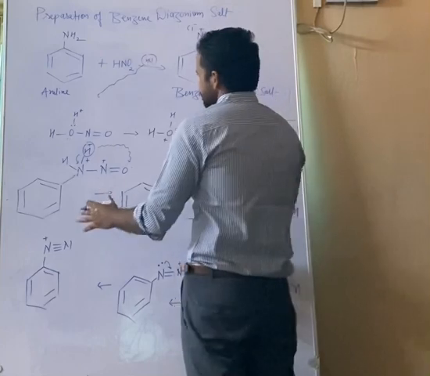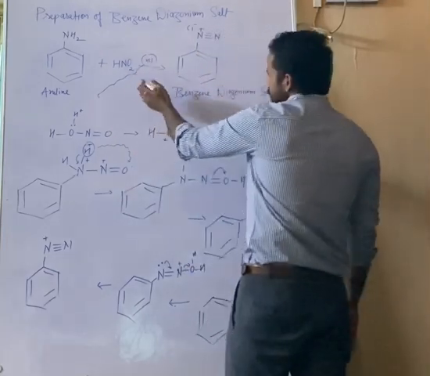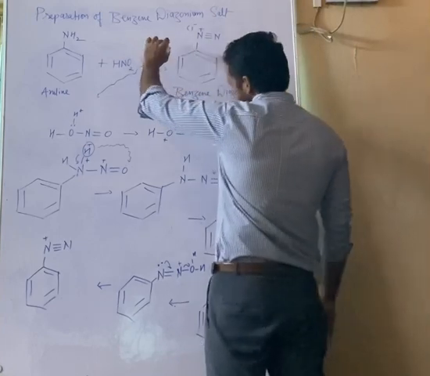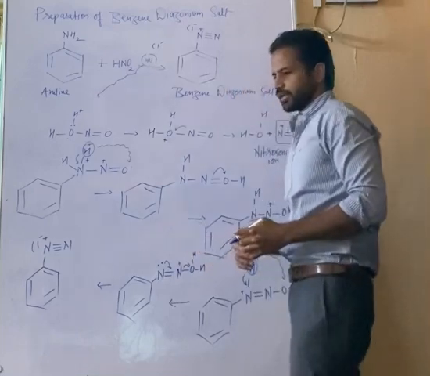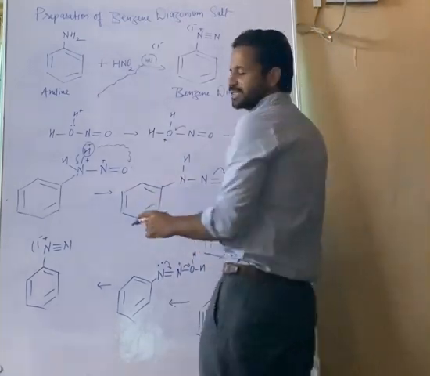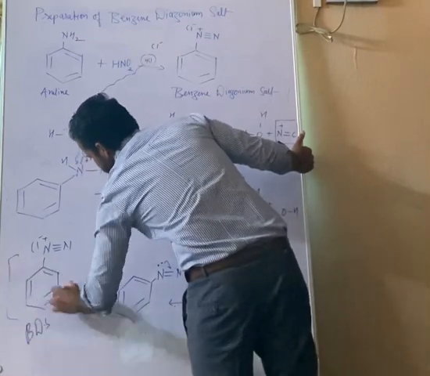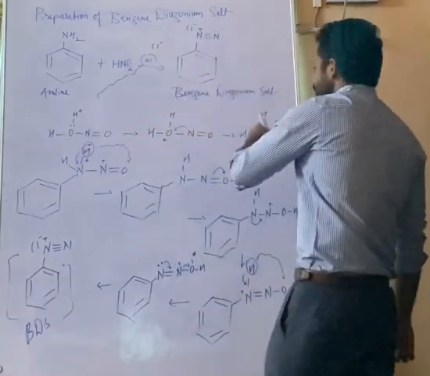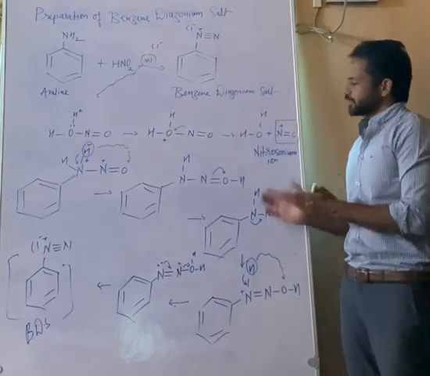To stabilize this, we had taken H from HCl. So what was remaining there? Cl minus, and this Cl minus will come and stabilize this particular ion. And this is your benzene diazonium salt. We can call it BDS in short. So this is how we can prepare benzene diazonium salt. I hope this is very much clear to you.